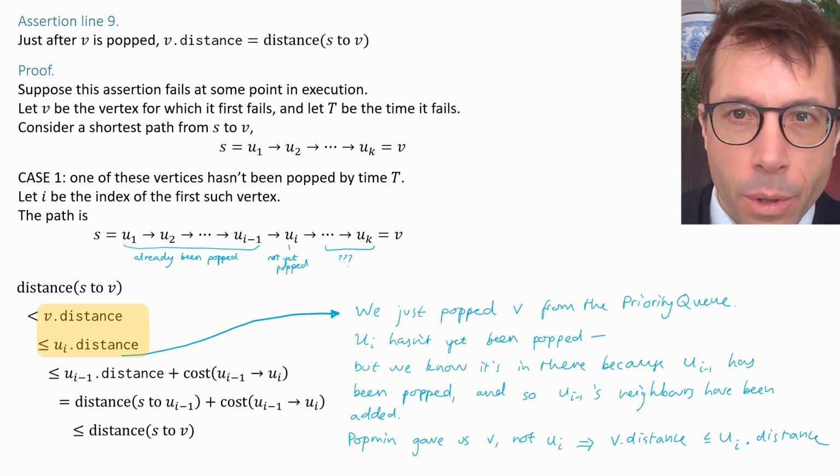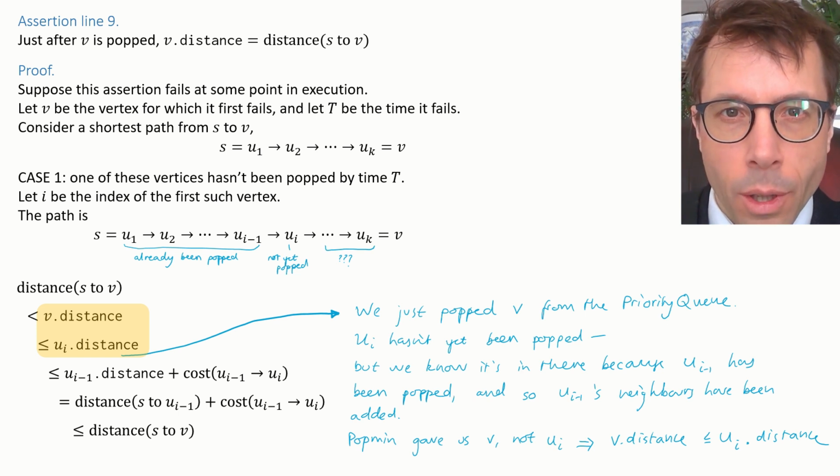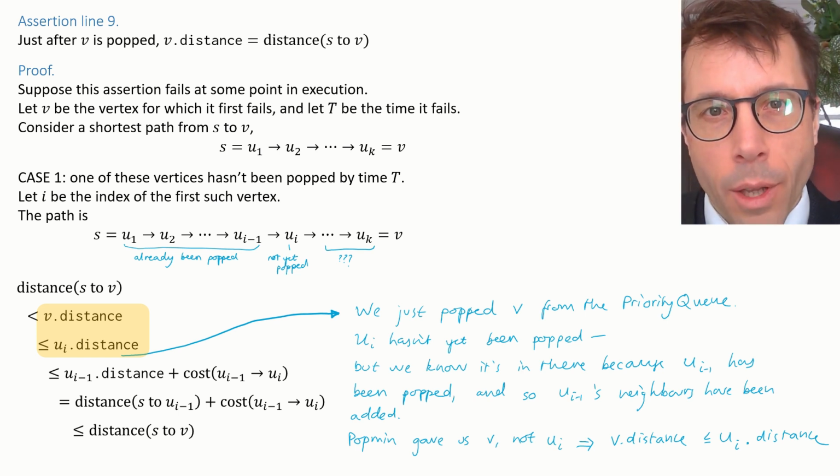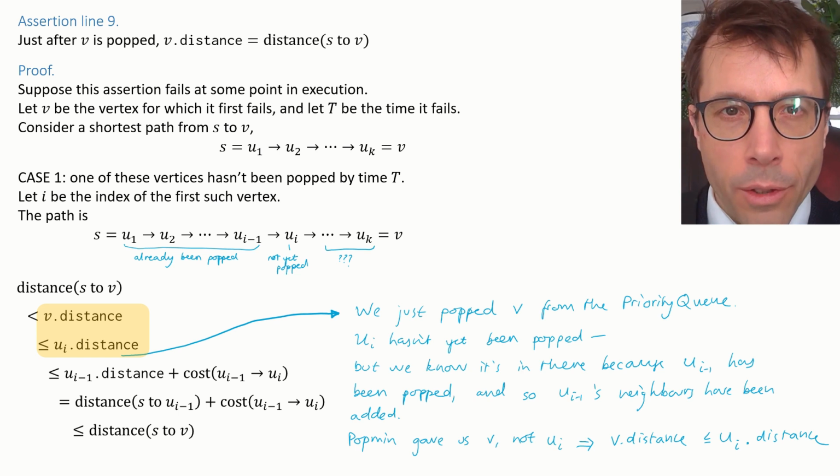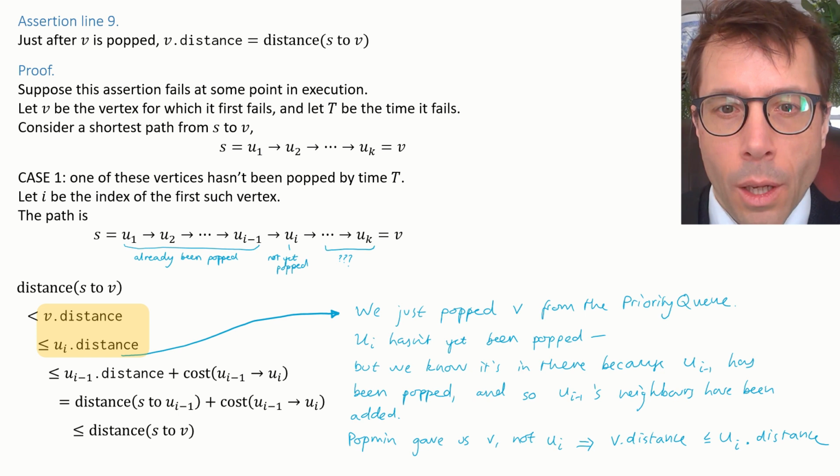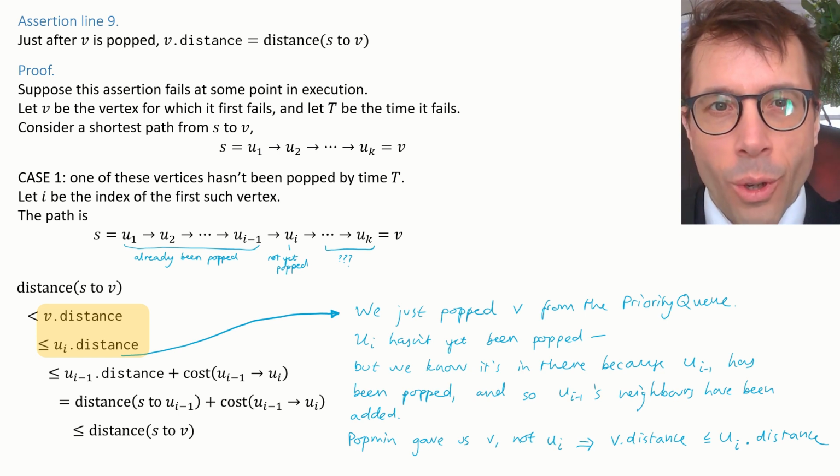And when that happened, we'd have run through all its neighbours, and any that weren't in the queue we would have added them. Okay, so that tells us that both v and ui were in the queue just before time t. They were both candidates for being popped, and the one that we did pop was v. And what priority queues do is they always give us the item with the smallest key, and therefore v's key must be smaller than ui's. In other words, v.distance is less than or equal to ui.distance.